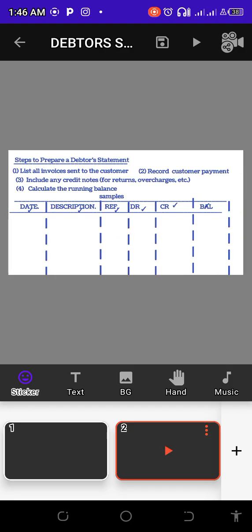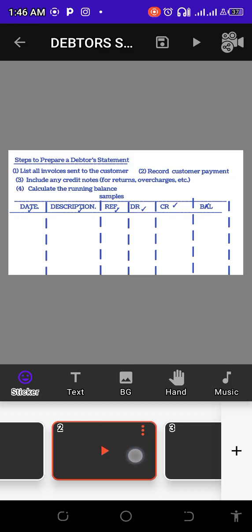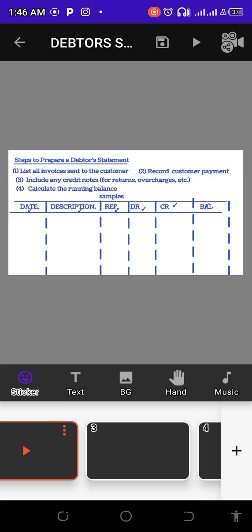Now we are going to take a practical example of how the debtor statement of account looks like. The debtor statement of account is likened to the statement of account issued by a bank to our customers. So let's take a look at a practical example of a debtor statement of accounts.